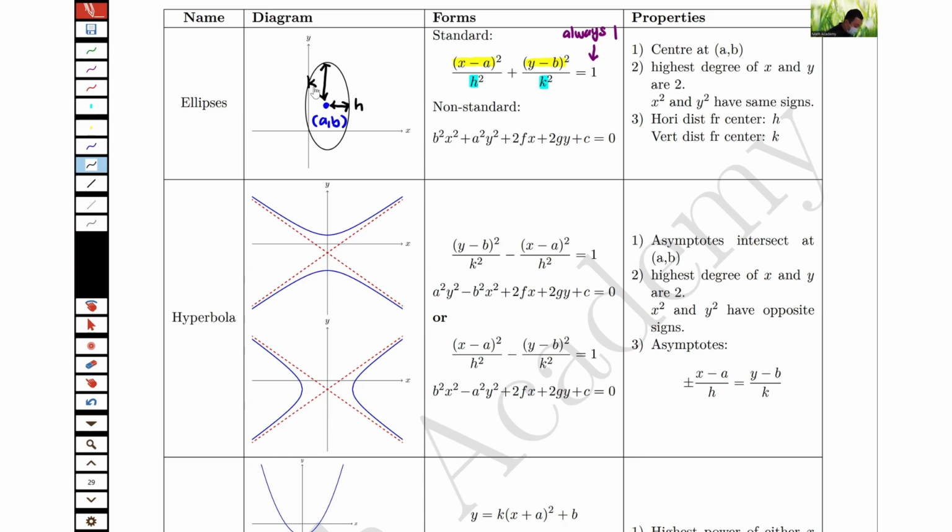One last important thing that you need to know is, for this equation, the highest degree of both x and y is 2, and at the same time they take on the same sign. Because they have the same sign, meaning both are pluses, I should expect that in the expansion the x squared and y squared take on the same sign. Sometimes they give you an expanded form, which I call the non-standard form. In a non-standard form, to observe that it's an ellipse, we see both positive x squared and positive y squared. They have the same sign, that's why it's an ellipse.